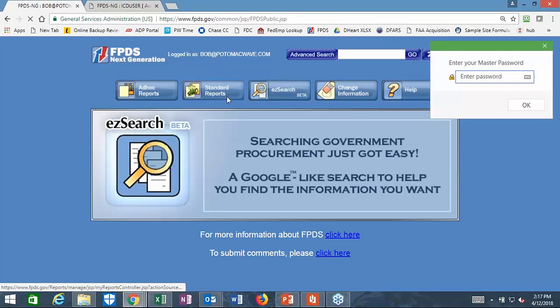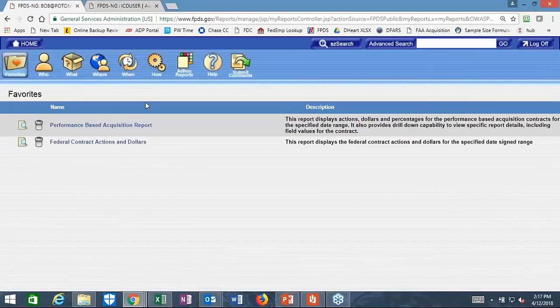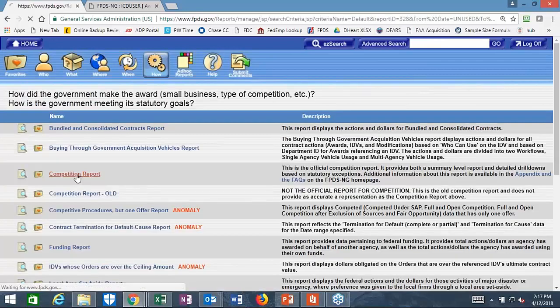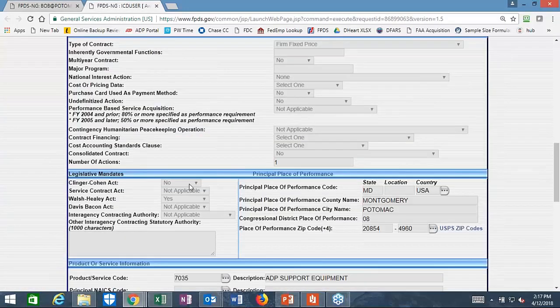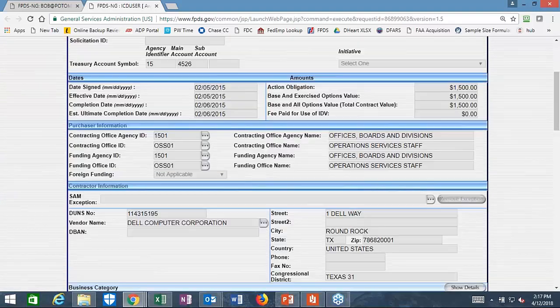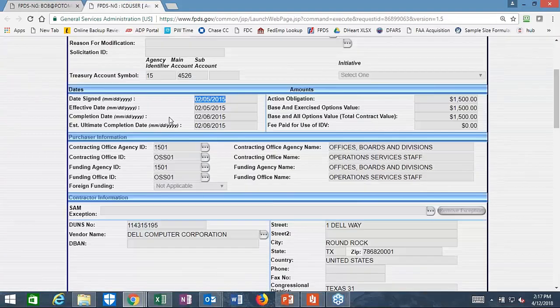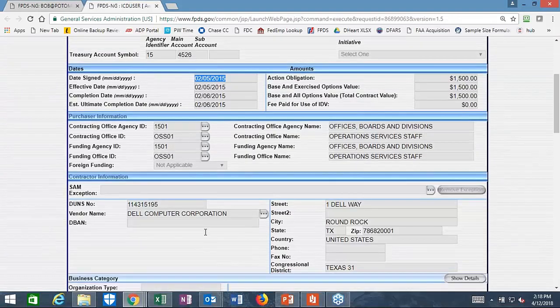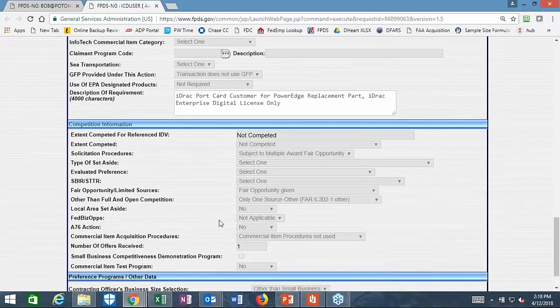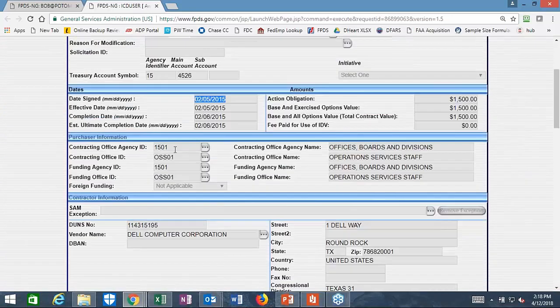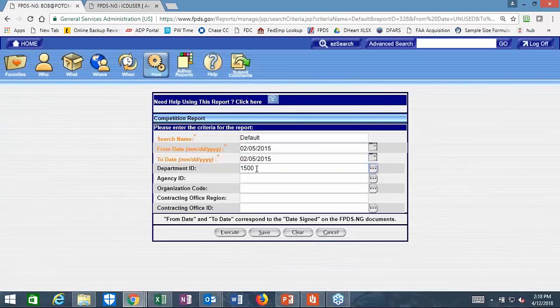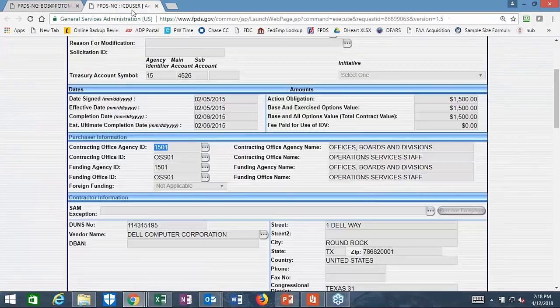I'm going to go to Standard Reports. I'm going to go to How, and I'm going to go to the Competition Report. And I will plug in the dates for this, when this award was made. I will come down and get the department, which was 1500, agency 1501. That's a Justice Award. And we'll put in the contracting office.